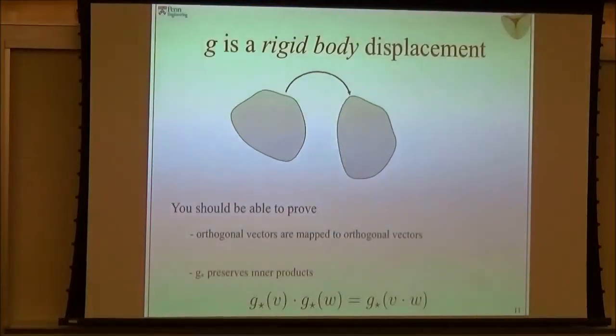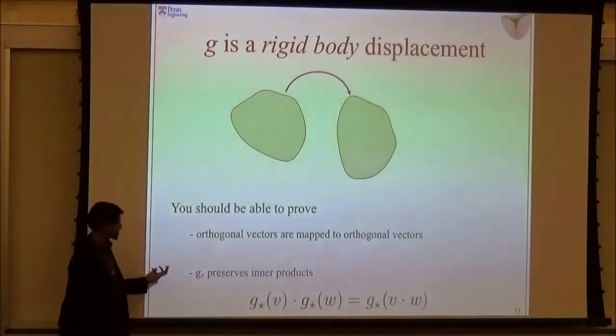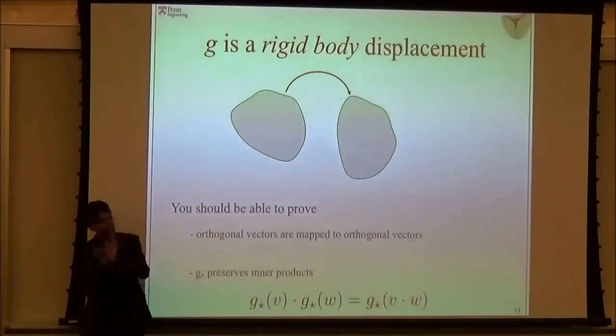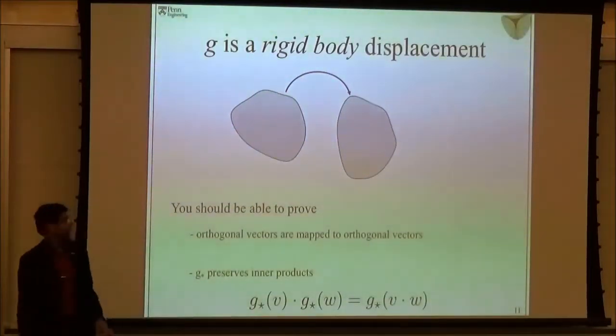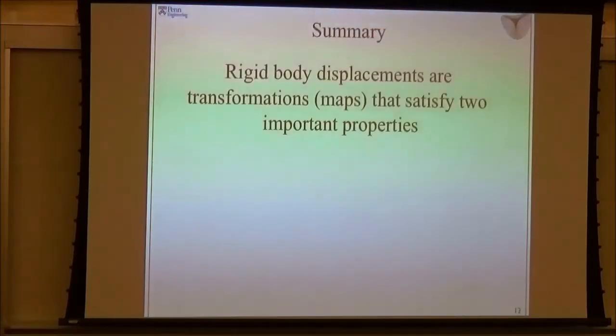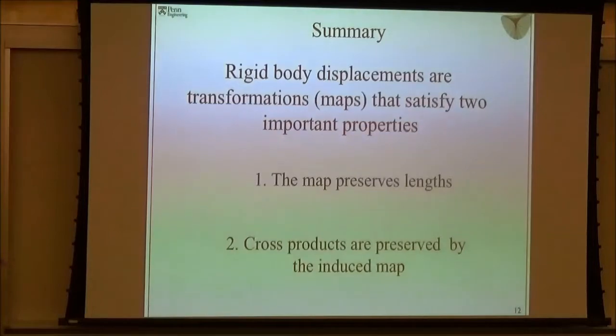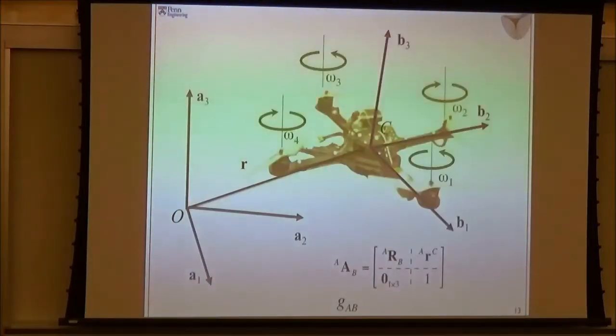And from that, you can also show that the G star map actually preserves inner products. And so if you have orthogonal vectors, that gets mapped to orthogonal vectors. And all of this really leads to reference triads, and these two properties are essentially what formulate or are the basis of the groups that we study.